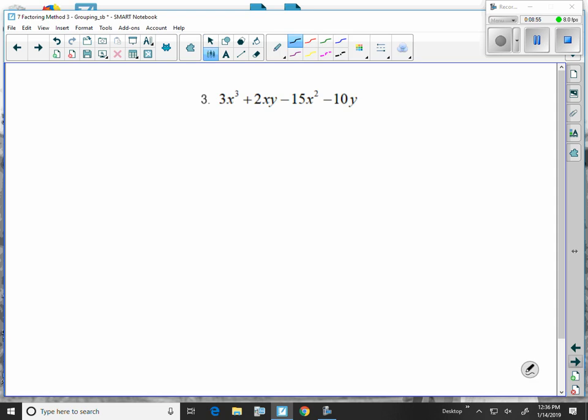Ooh, this looks a little bit different. Something else going on here. What's new here? Yeah, now we have two variables. Okay. Don't get overwhelmed. It's going to be fine. So take a look at the first group. Is there something common in that first group? A 1 and an x, right? Both terms have an x in them. So pull out an x.